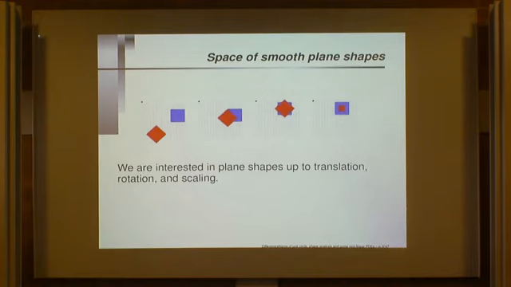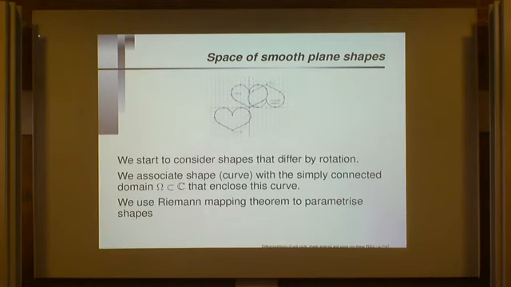But in our talk today, we will be interested in shapes up to rotation, translation, and scaling. So if it is a square, it is a square however you rotate it, however you translate it, or if you scale it, it is still a square. It's not a circle. So that is the shape. The curve that describes the square is defined up to these three transformations, and probably we will start from the simplest one, the rotation. So first we start to speak about the shapes that are defined up to rotation.